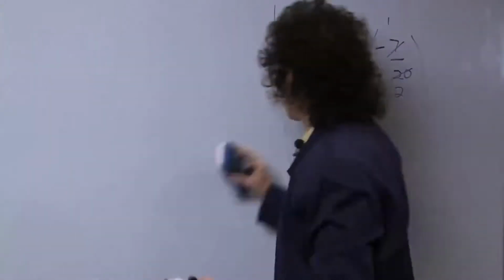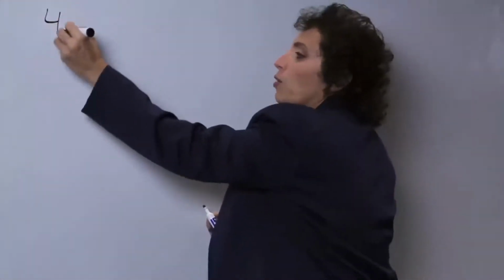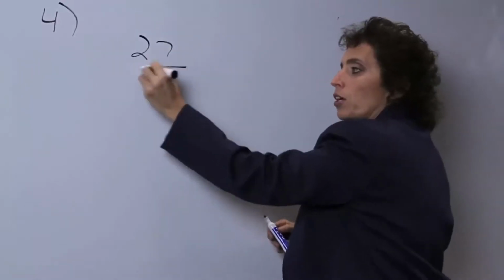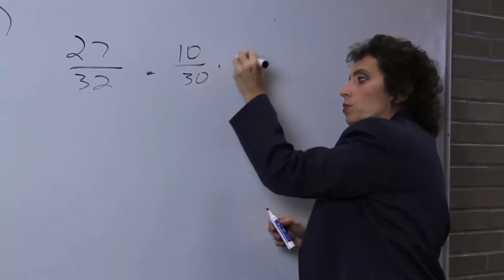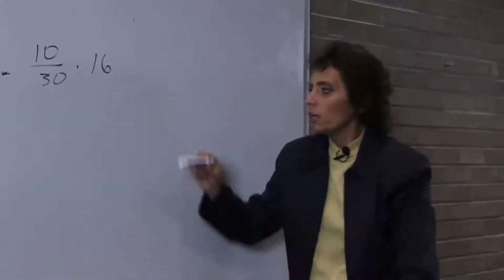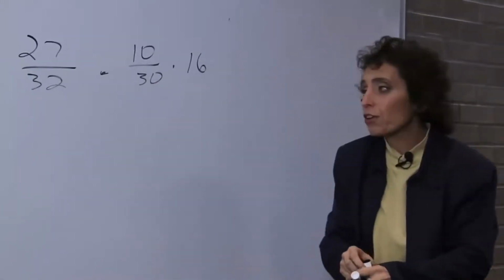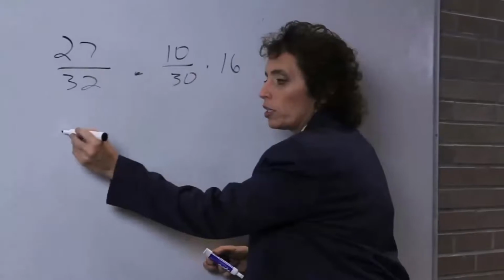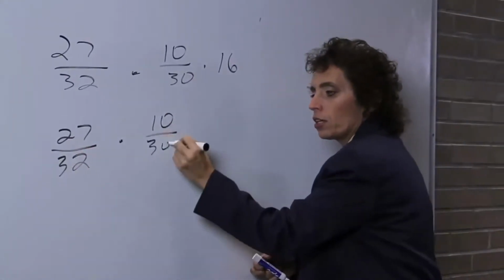Let's look at this problem. Question number 4. Oh, it looks a little different, and the numbers look really big. I am definitely going to reduce here first. It'll just make my life a little easier. And I'm hoping this will show me everything I want to show you. Here we go. Number 4. 27 over 32 times 10/30ths times 16. Okay. First of all, you have a whole number here. If you're multiplying fractions, you've got to make everything look like a fraction.